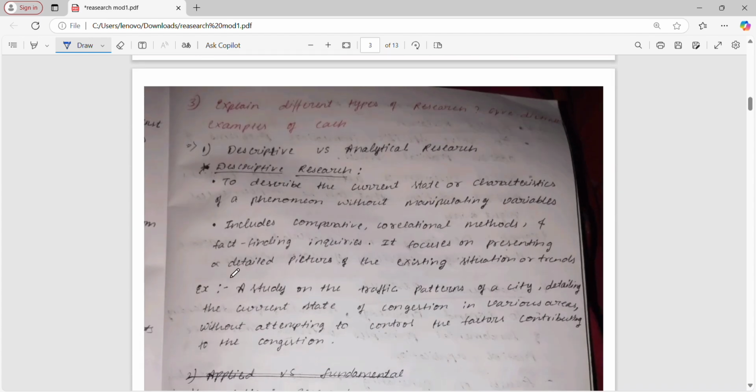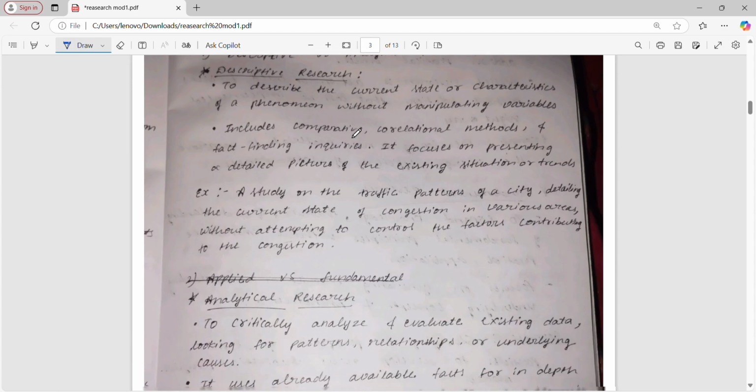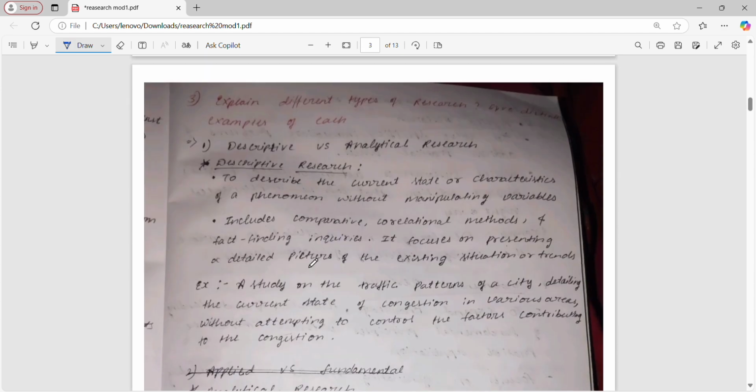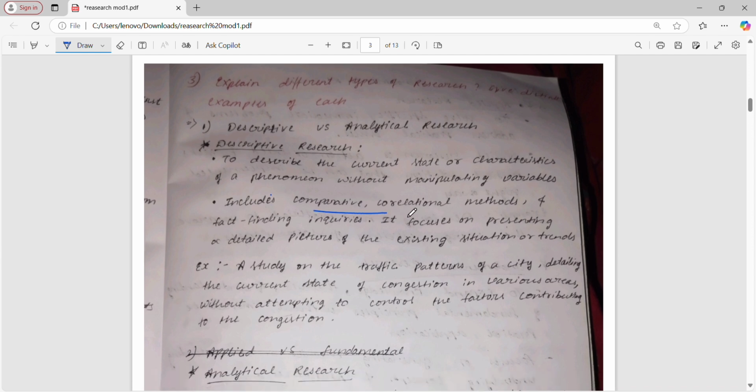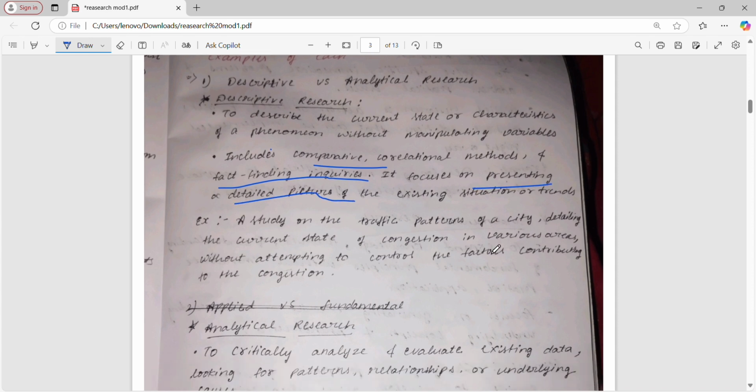Now we'll see the next question: explain different types of research, giving a distinct example of each. The first one is descriptive versus analytical research. Descriptive research describes the current state or characteristics of phenomena without manipulating variables. It includes comparative and correlational methods and fact-finding inquiries. It focuses on presenting detailed pictures of existing situations or trends.